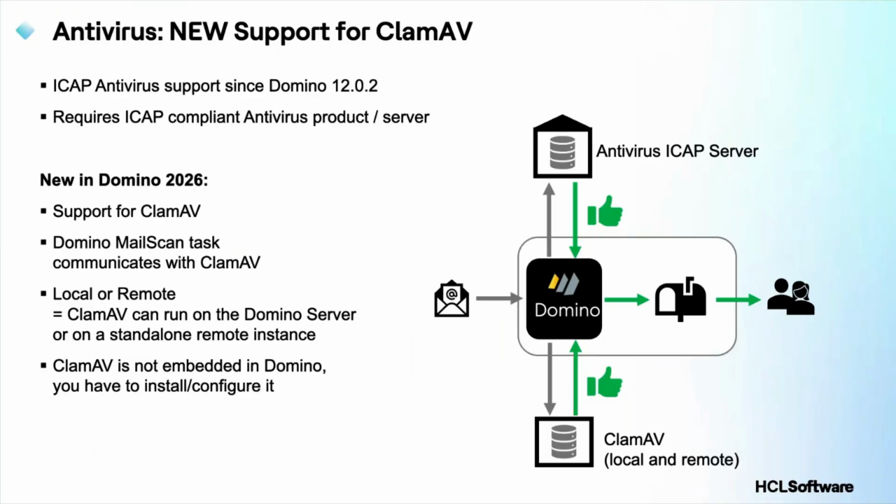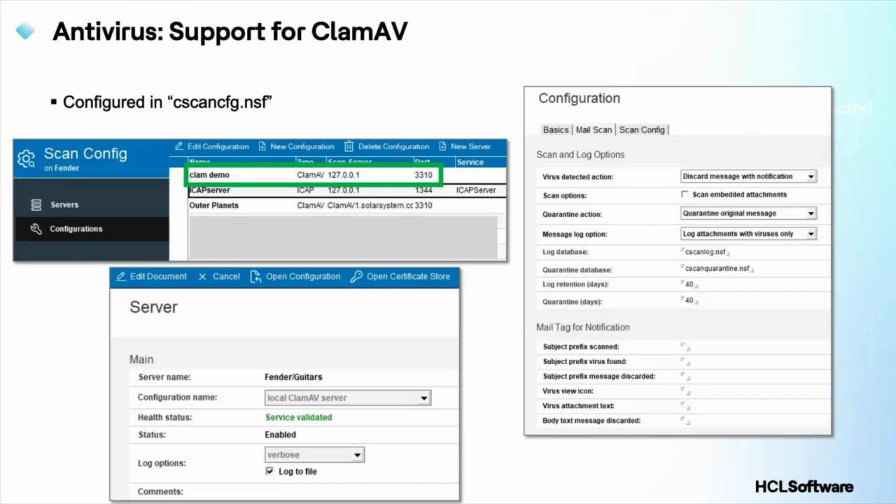Try it out. I think it's really interesting and quite easy to configure, by the way, because all you need to do is open up the system database cscan cfg.nsf, and open the configuration for your server, where you then configure what type of engine you want to use. In this case, a local ClamAV server. And on the right-hand side, you can see you can configure the behavior of what to do with virus-infected emails and so on.